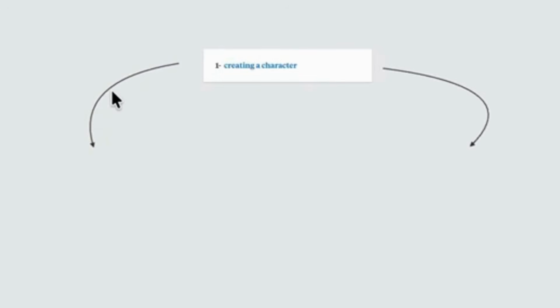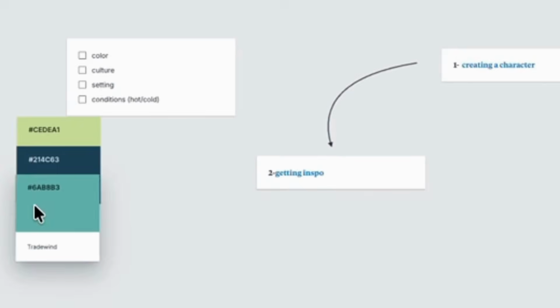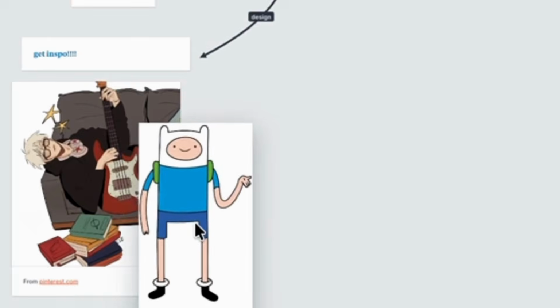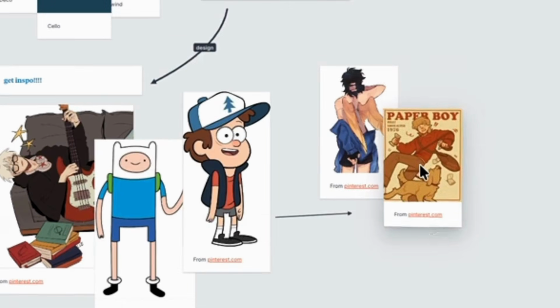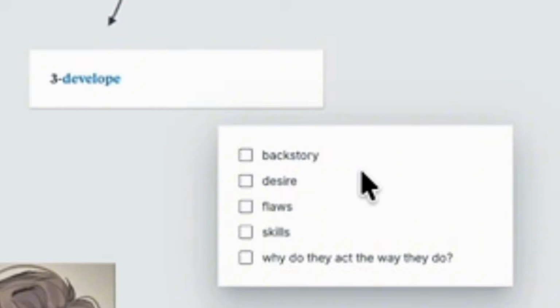How do you make an original character? There's multiple steps. I'm just going to go over a few of them, kind of simplify it. I made a little board on Milanote, link in the description.